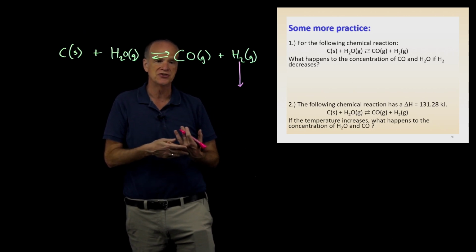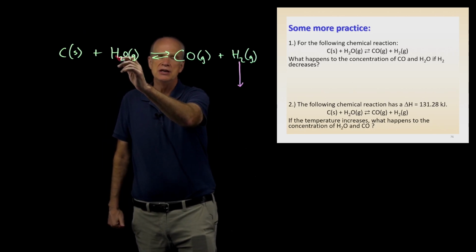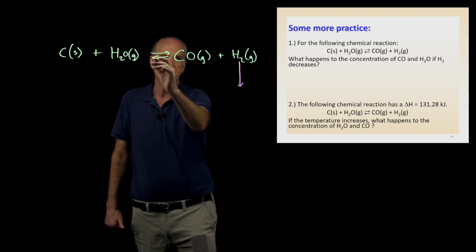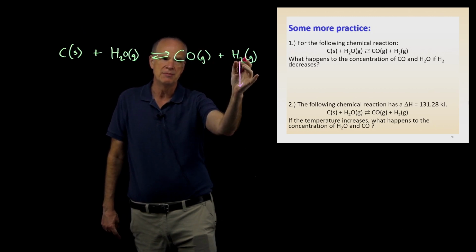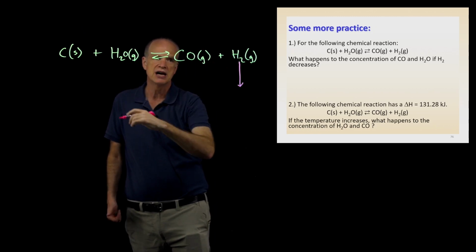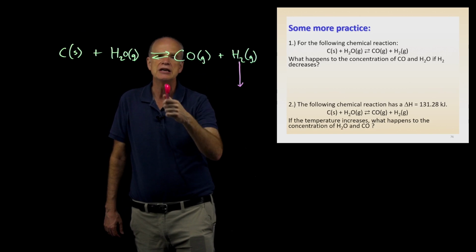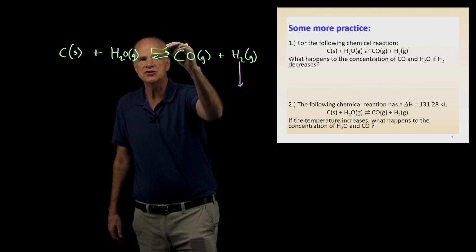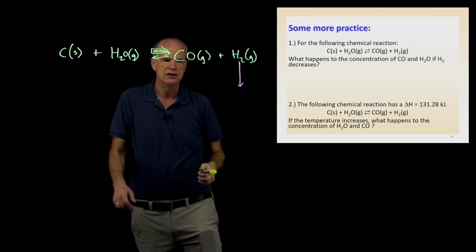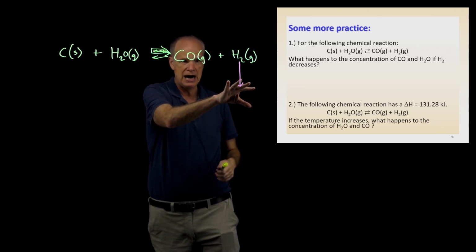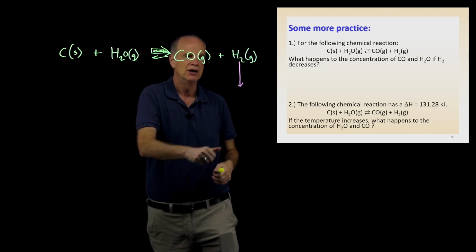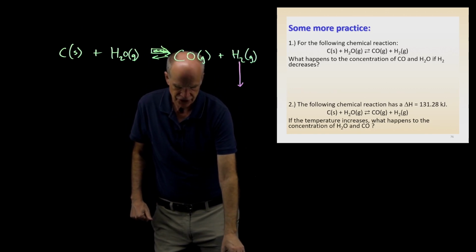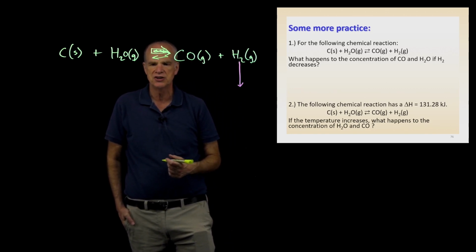And so the question you need to ask yourself is this. Is it the forward reaction that increases the amount of hydrogen gas, or is it the reverse reaction? And so what I'm hoping you can see is that if you increase the forward reaction, you will get more hydrogen gas produced. And so that should relieve the stress.